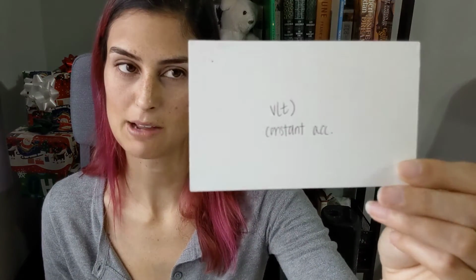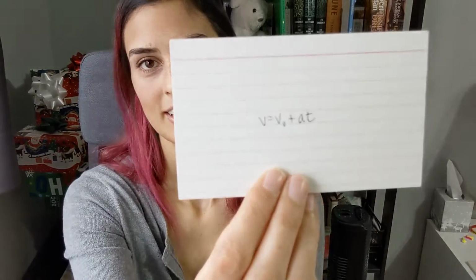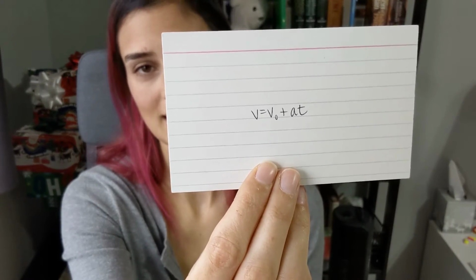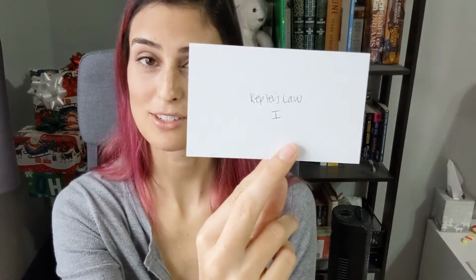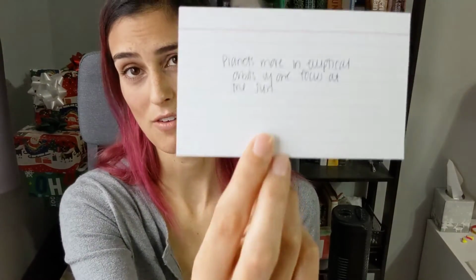Velocity as a function of time for a constant acceleration is given by V equals V naught plus at. Kepler's first law is that planets move in elliptical orbits with one focus at the sun.